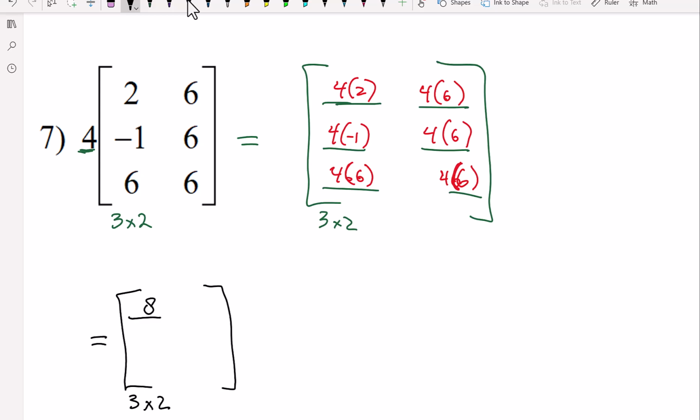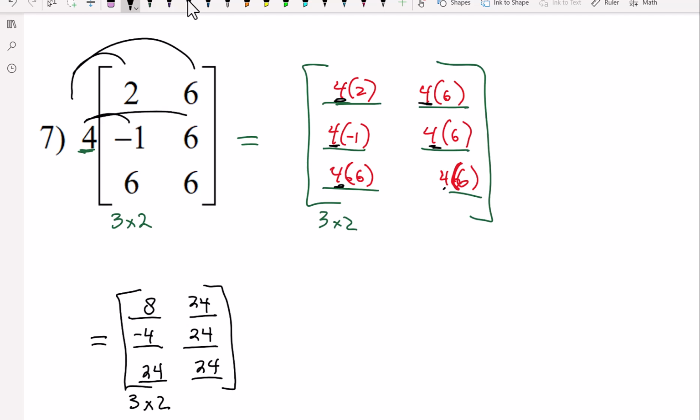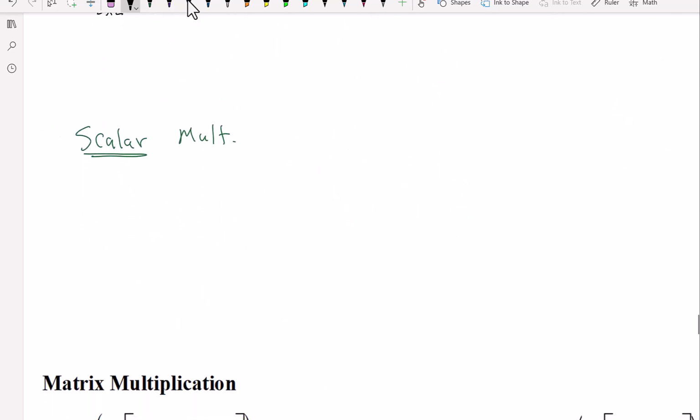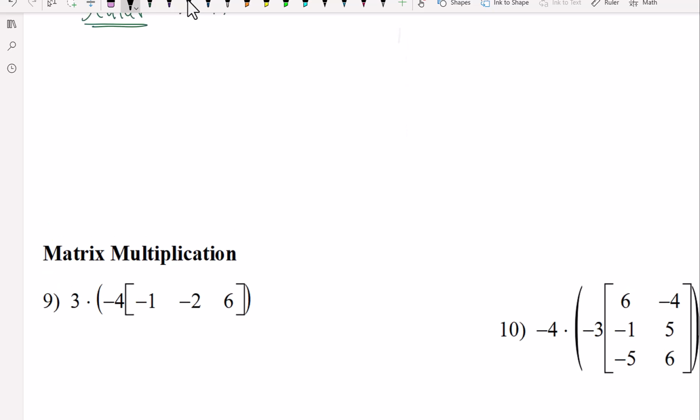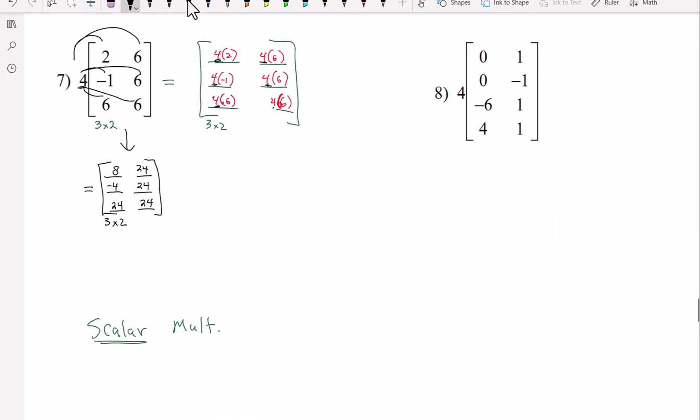4 times 2 is 8. 4 times 6 is 24. 4 times -1 is -4. 4 times 6 is 24. And the rest of these are 4 times 6. So I showed you how to do the scalar multiplication. You don't have to do this step. I was just showing you it's just like doing the distributive property to each of those. So you can go from this one to that one on future ones. All right, I'm going to do a separate video for matrix multiplication that's more complex.